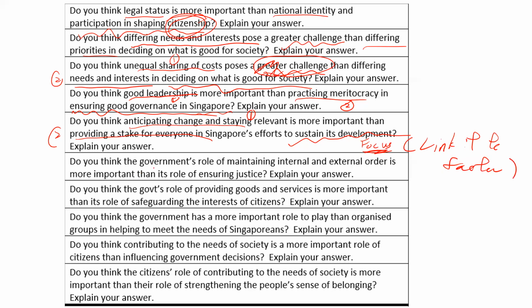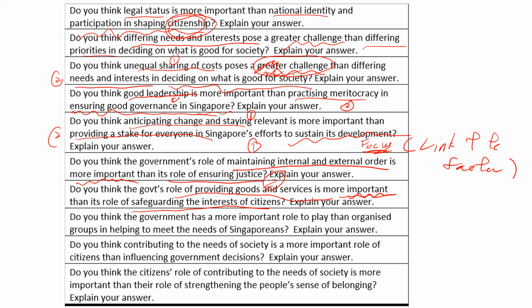Do you think the government's role of maintaining internal and external order is more important than justice? So which one is important? So how is maintaining security, internal and external order important? How is justice important? Then if you have time, you compare in your third paragraph. I'm repeating a bit here because I kind of covered this just now. So is the role of providing goods and services more important, or is it safeguarding the interest of citizens? Which one is important? How are they important? So one factor, two factor, how is it important?